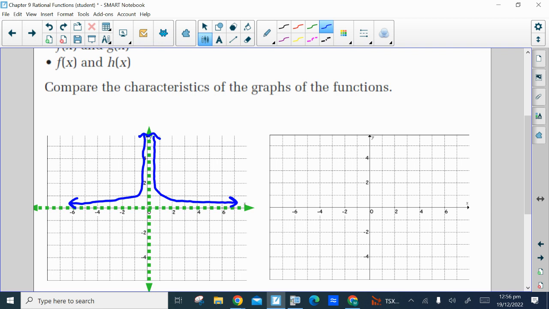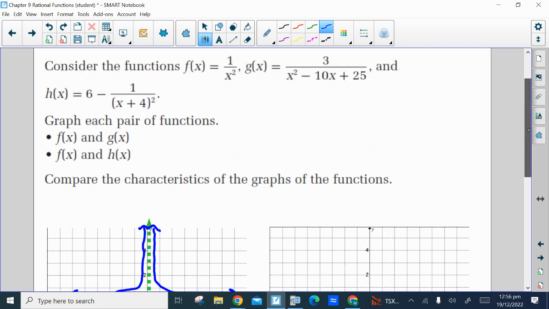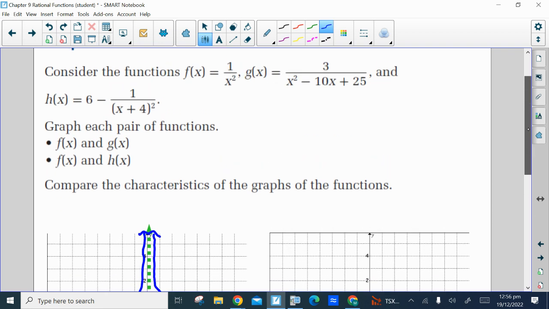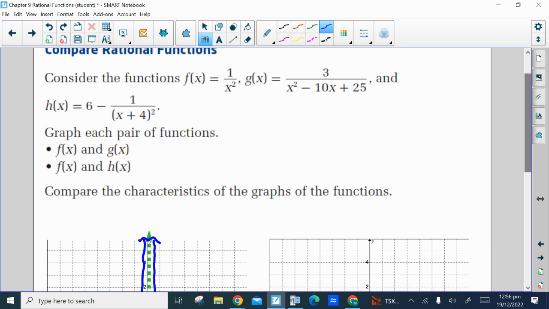Okay, so that's the graph of f of x. Now, for g of x, let's see if we can do some work compared to 1 over x squared. The first thing you should notice is that the numerator went from 1 to 3. So it's like it was multiplied by 3, which would tell us we have an a value of 3. The graph is vertically stretched by a factor of 3. So that's the first thing we can say about g of x.